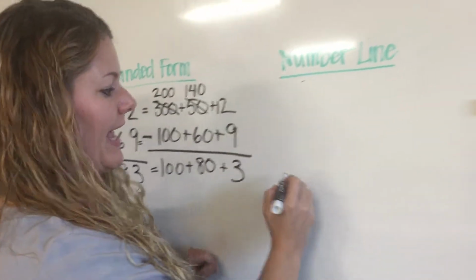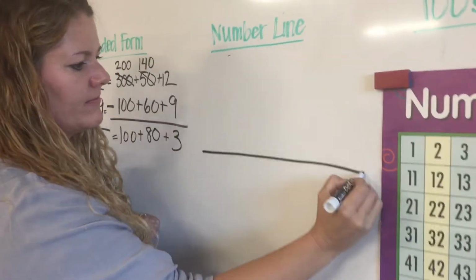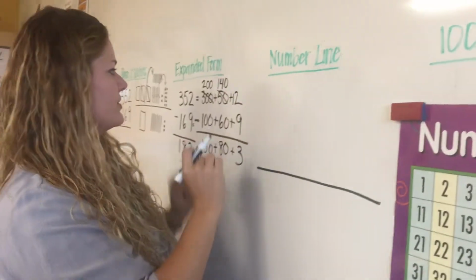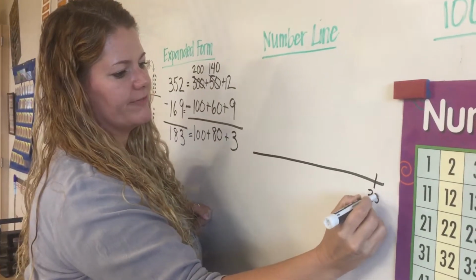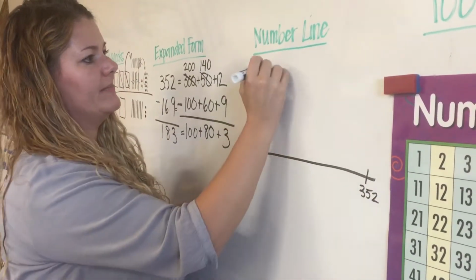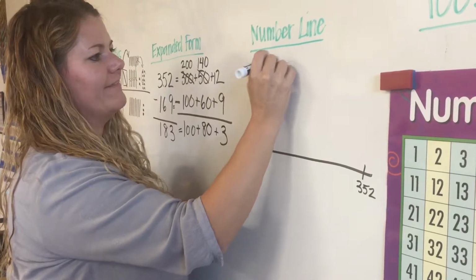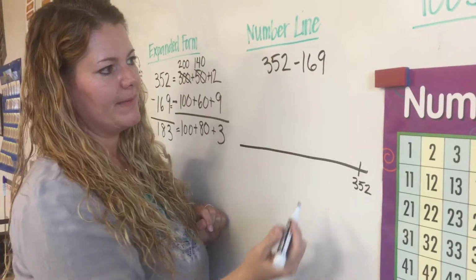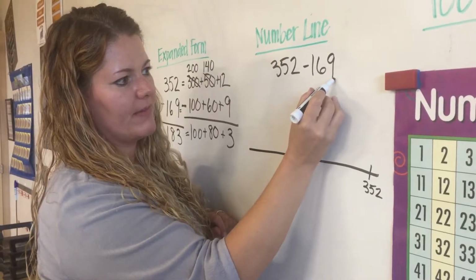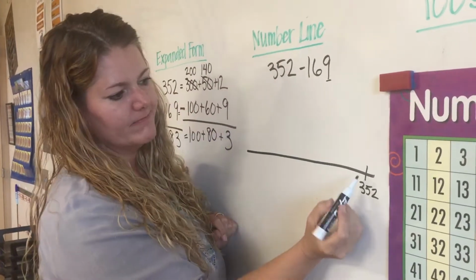Cool. Number line. Here we draw our number line. We're going to start with our bigger number of 352. And I'm going to rewrite my problem so I don't get confused again. 69. So I'm going to start with my ones jumps.